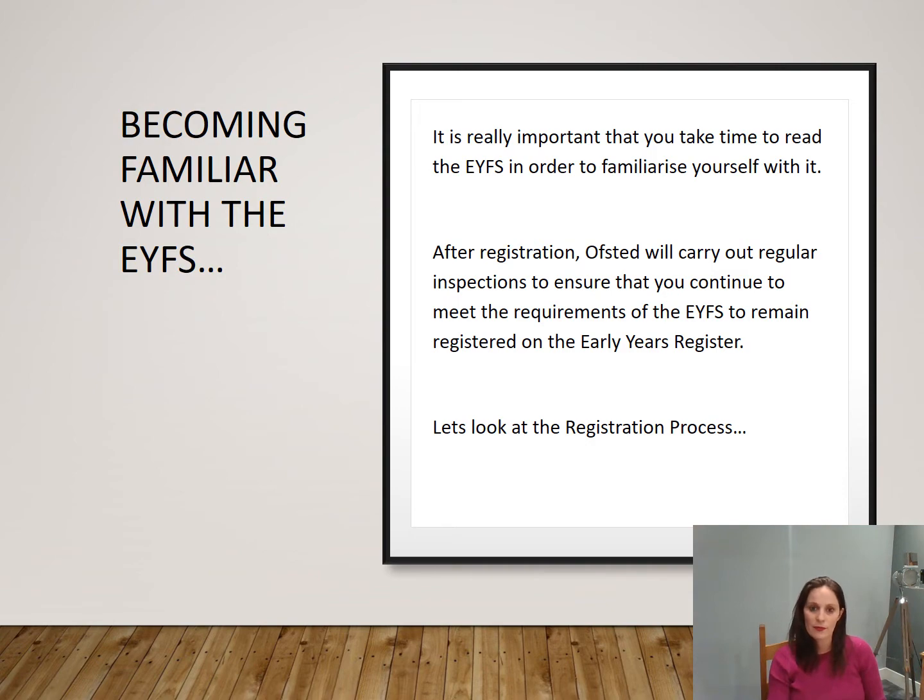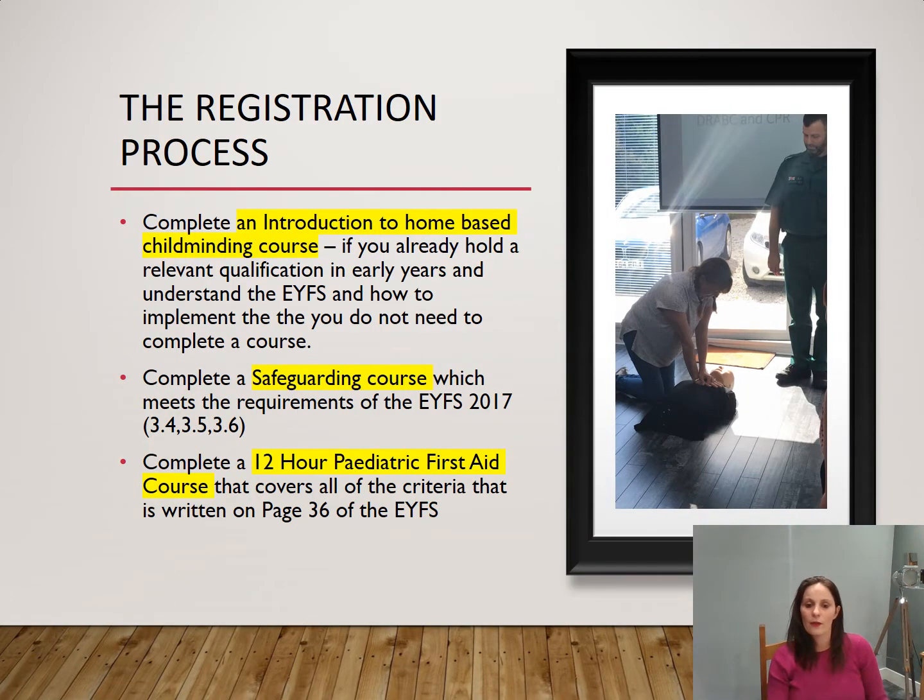Let's have a look at the registration process. Okay, the first thing to do is to think about completing an Introduction to Home-Based Childminding course. If you already have a qualification or training in early years, perhaps you've got a level 2, level 3, level 4, whatever it may be, NVQ, degree, and it's in early years and you've had experience with the EYFS, the foundation stage, you don't actually have to undertake any further training. You've already been trained and you can pop that on your Ofsted registration. If you're coming in without any training whatsoever, then obviously you have to do a training.